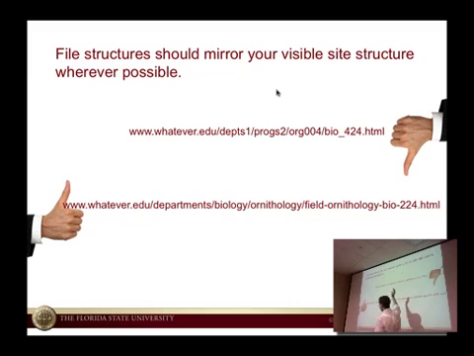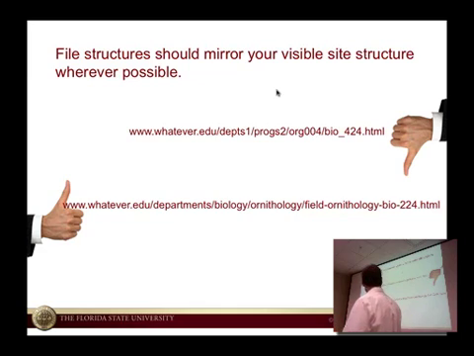whatever.edu/deps1/progs2/org004/bio, but that doesn't have a whole lot of meaning. If we instead name those things department/biology/ornithology/field-ornithology-bio, then we start getting a feel for what this is. And once you look at the path of that file, where it lies in this hierarchy, you can almost see or guess how that will be accessed through a web page.